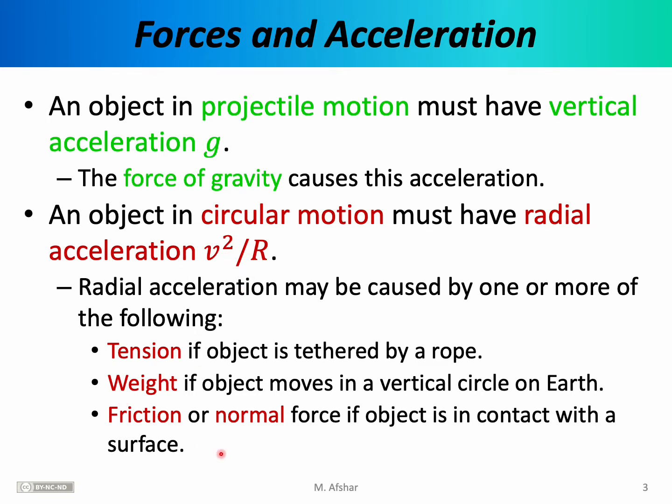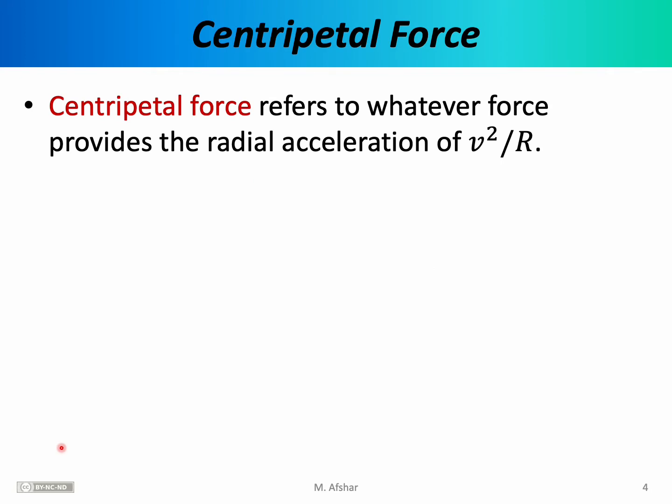In other cases, for example, a car driving on a track, it might be the force of friction or the normal force that is causing this particular acceleration. So circular motion is a little more complicated because there are a variety of forces that could be responsible for this particular acceleration. In order to have circular motion, it is absolutely necessary to have a radial acceleration of v squared over r. Any force can provide or cause this acceleration.